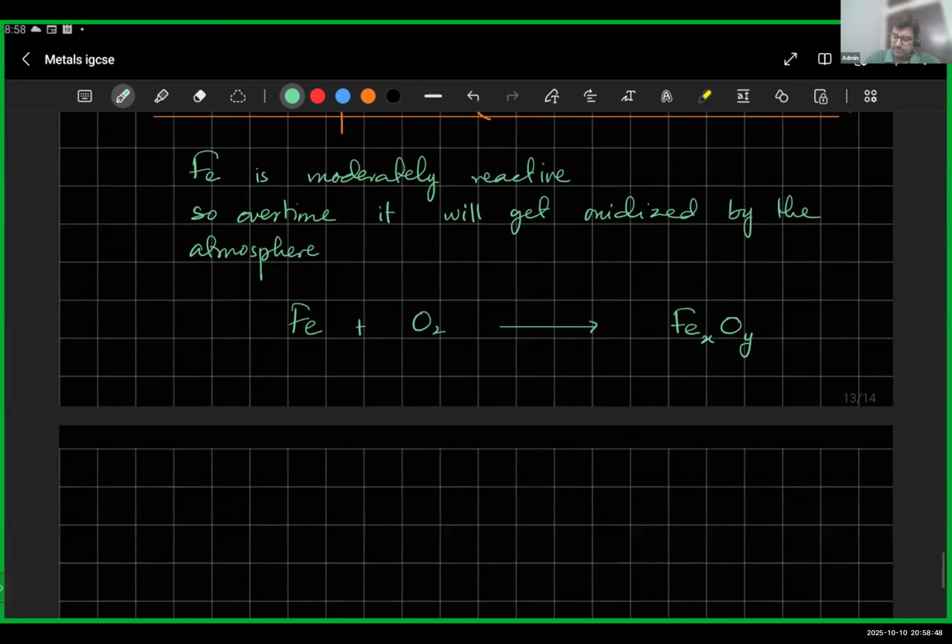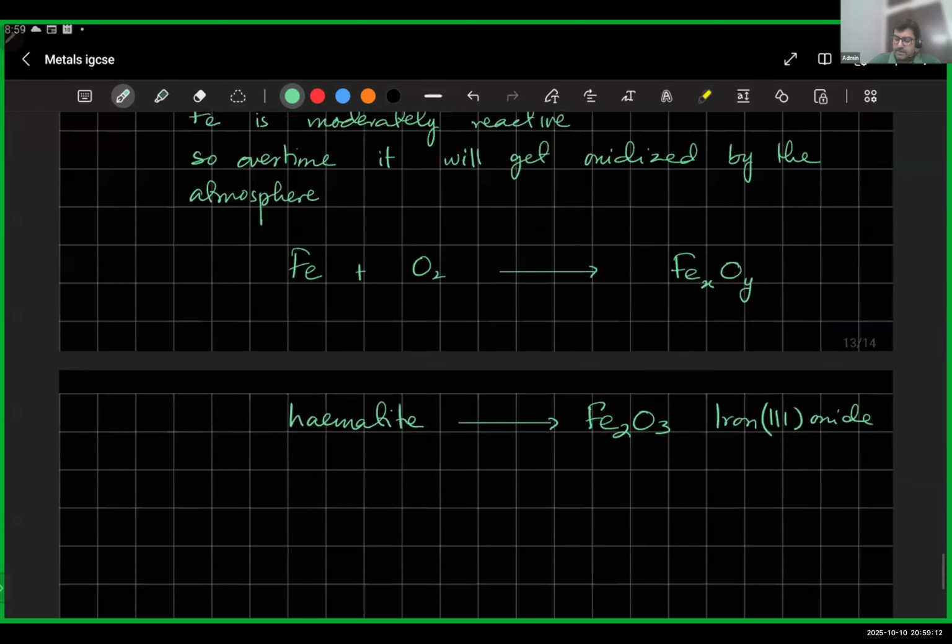There's a rock called hematite, and that hematite contains iron oxide, Fe2O3, where iron is 3 plus. And then there are other iron ores as well, limonite. Hematite is the most important. Actually, the most important one is hematite.